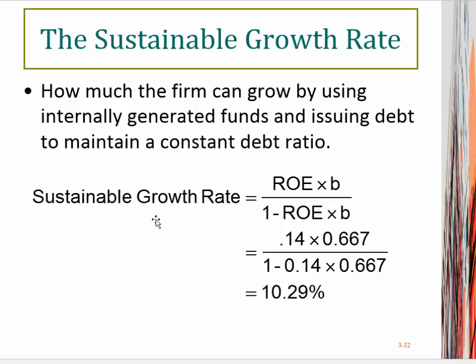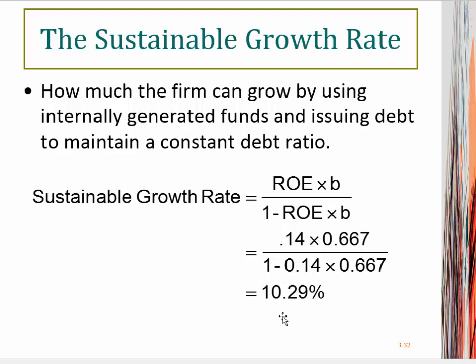The sustainable growth rate then is how much we would be able to grow by using internally generated funds and issuing debt, but not by issuing new common stock. So again, the question just goes one step further. The company wants to grow. We need money to finance it. How much can the assets grow without necessitating the issuing of common stock for that growth? So the answer to that is 10.29%.